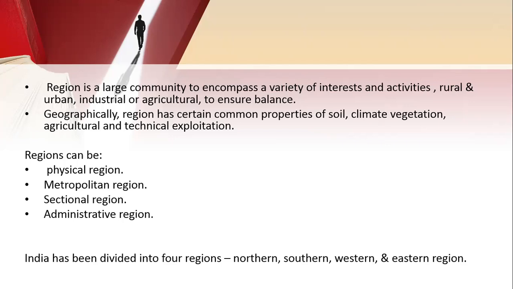Geographically, a region has certain common properties like properties of soil, climate, vegetation, and agricultural and technical exploitation. For example, if you take one region, in that region they have the same soil and the same climate, and whatever the agricultural practice or technical exploitation, they have the same things. And regions can be physical region, metropolitan region, sectional region, and administrative region. All these are regions. India has been divided into four regions: northern, southern, western, and eastern.